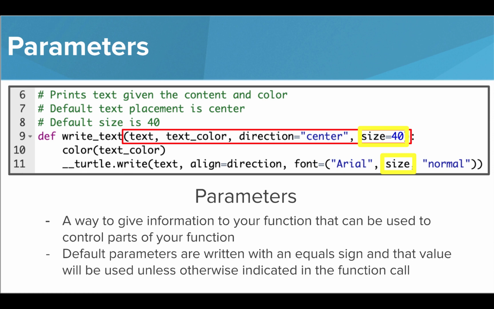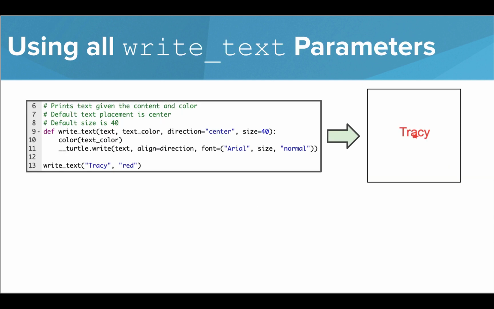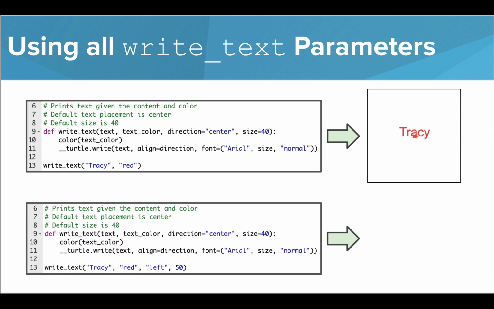Let's take a look at using all these parameters in our program. If we wrote writeText and used Tracy and red inside my parentheses, we would see Tracy write her name centered above her in red at the size we're used to. Now, if we altered our command to include a direction of left and a size of 50, we would then see that Tracy is located to the left of her name and the text is a little bigger than previous.